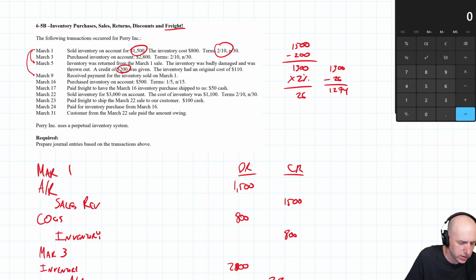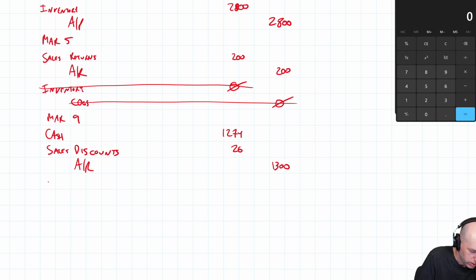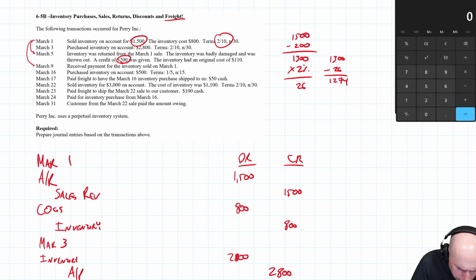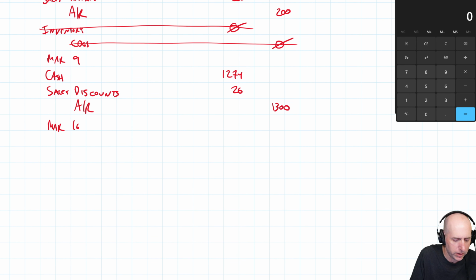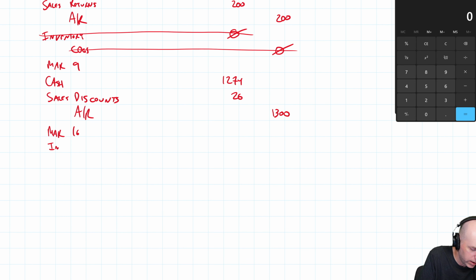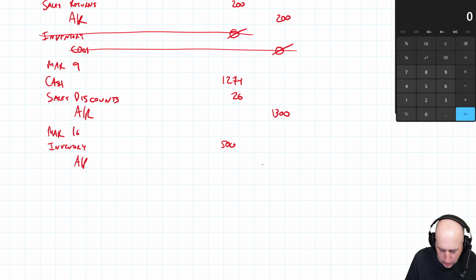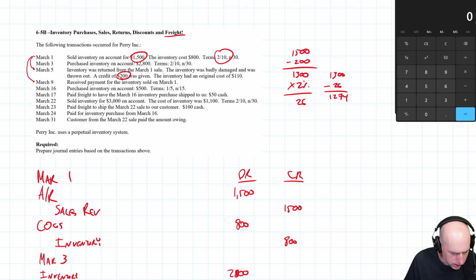March 16th, we bought some more inventory. Purchased inventory on account, $500. Debit inventory, credit AP. We'll worry about the discount if we pay within the discount period. Debit inventory, credit AP, $500. And there we have March the 16th.